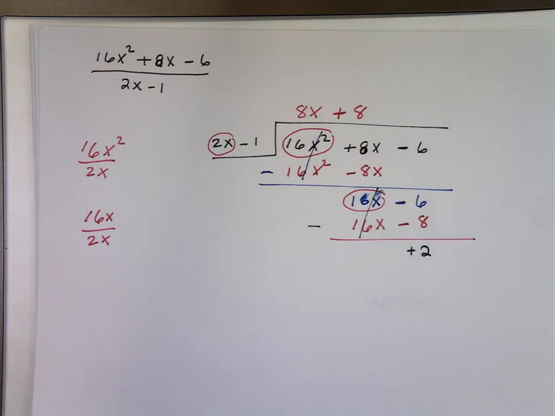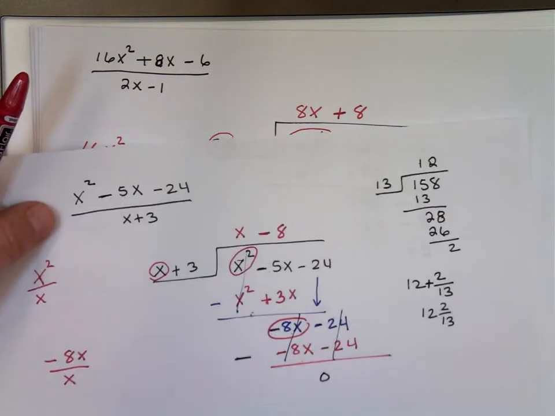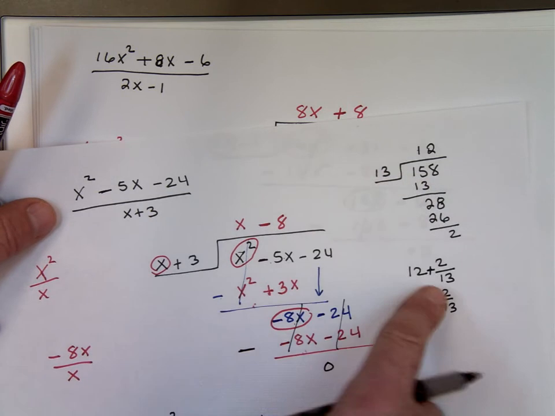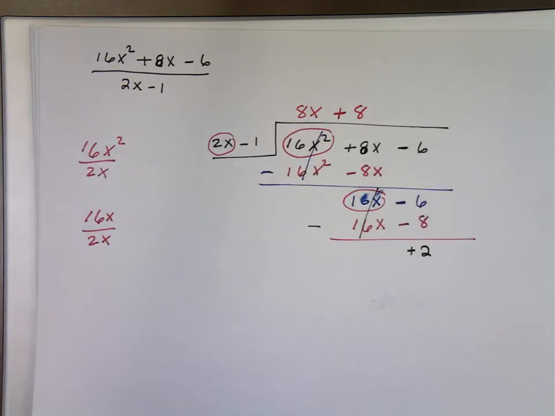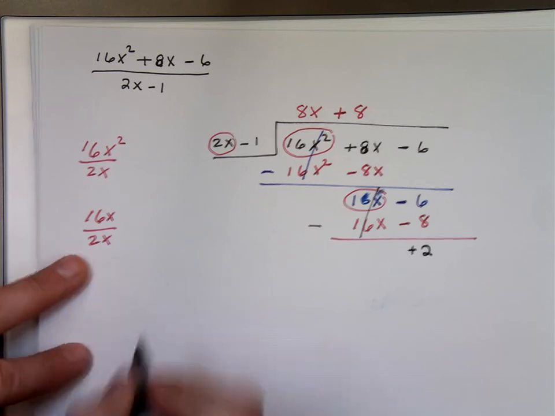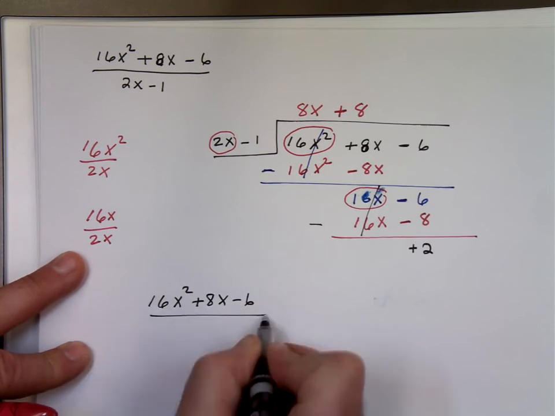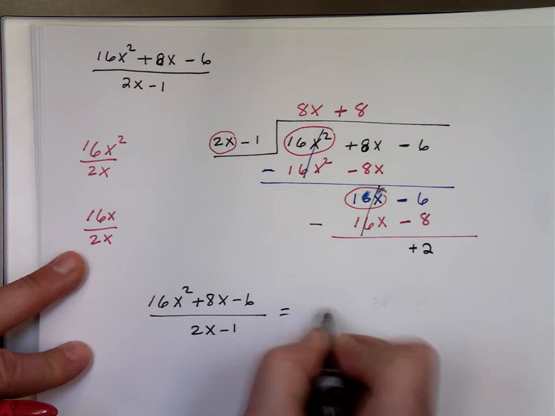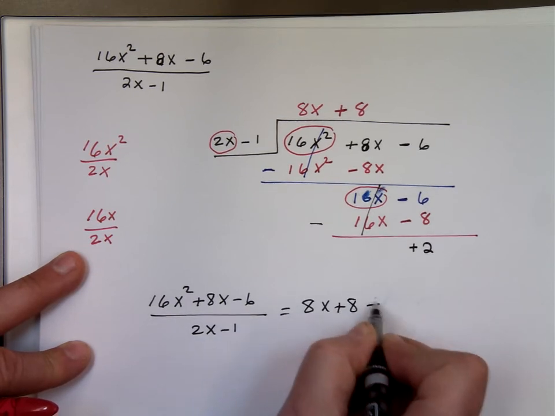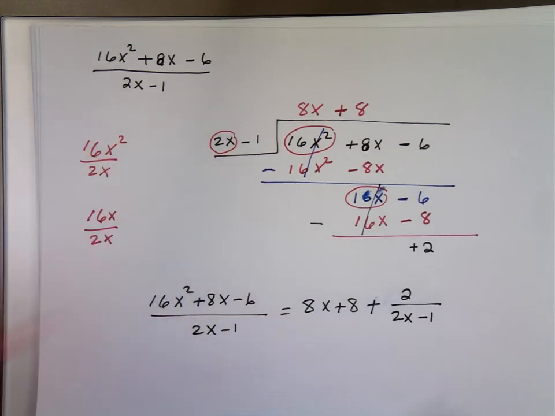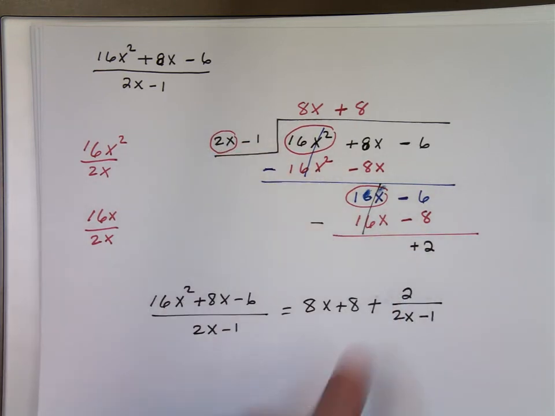Remember when I divided the numbers early today, this one, I said my answer was what? 12 plus. Look how I wrote my remainder. This one divided by that. You see it? Well, this is going to be the same thing. When I divide these, it is going to be 8x plus 8 plus the remainder, which is what? 2 over this one. So the remainder is this divided by that. This is the quotient. That's the answer. The 8x plus 8, and that's the remainder.